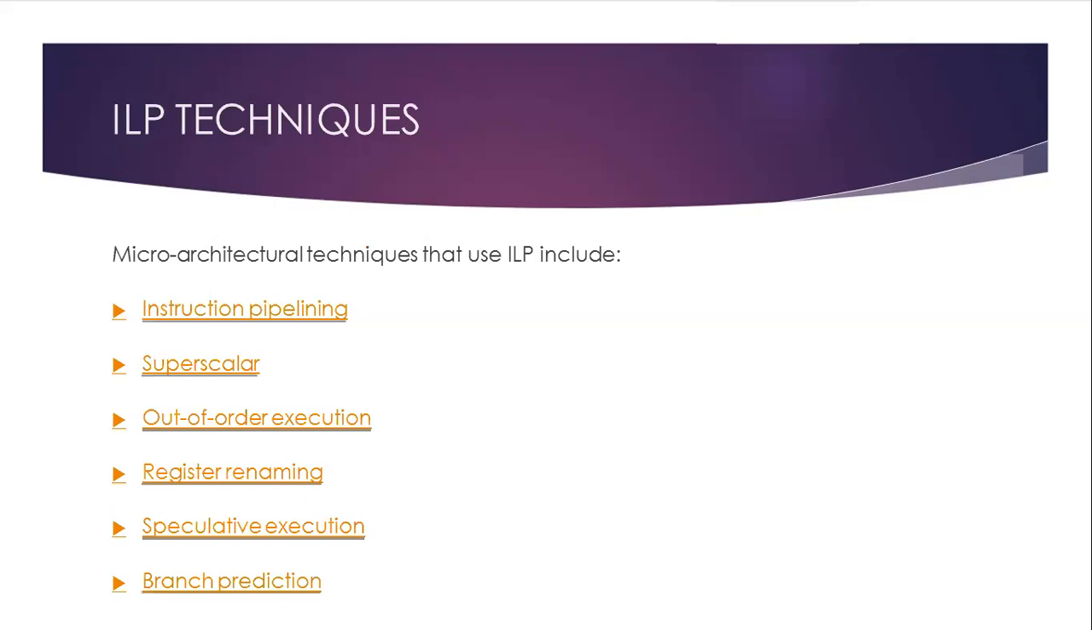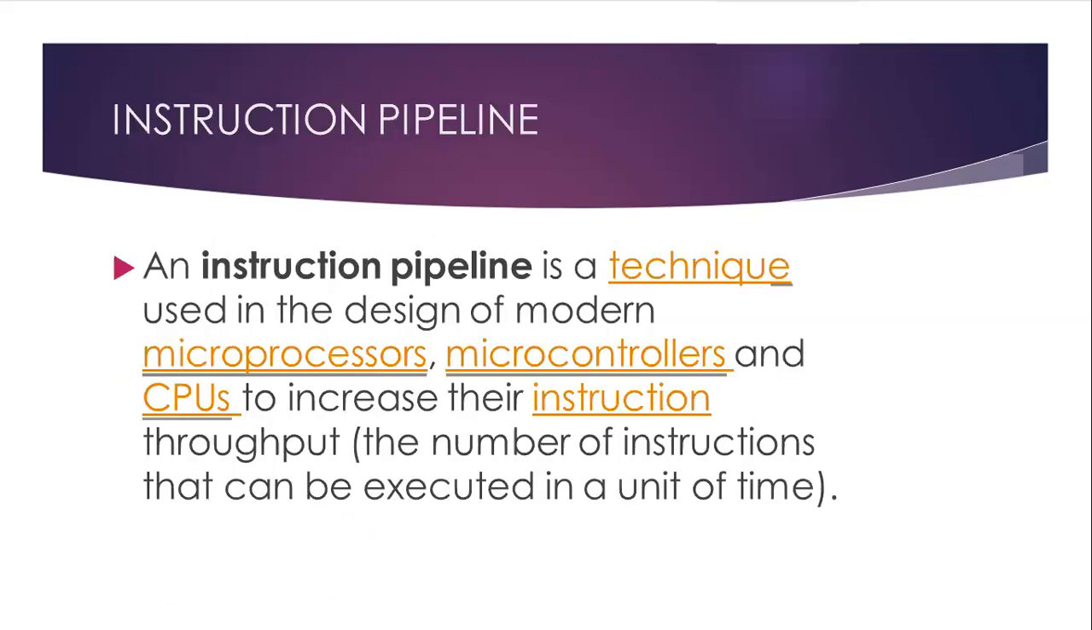ILP includes instruction pipelining, superscalar, out of order execution, register renaming, speculative execution, and branch prediction. What is instruction pipeline? It is a technique which is used in the design of modern microprocessors, microcontrollers, and CPUs to increase their instruction throughput. Throughput means the number of instructions that can be executed in a unit of time.